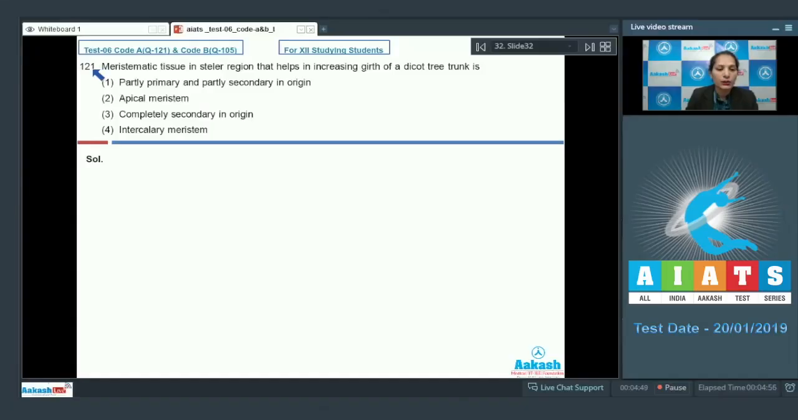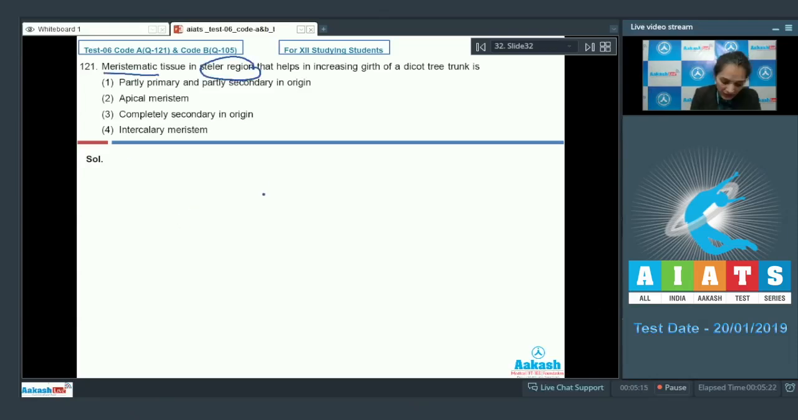Question number 121. Meristematic tissue in stellar region that helps in increasing girth of a dicot tree trunk is: first option, partly primary and partly secondary in origin; second, apical meristem; third, completely secondary in origin; fourth, intercalary meristem. This question is asking about the meristematic tissue in stellar region.